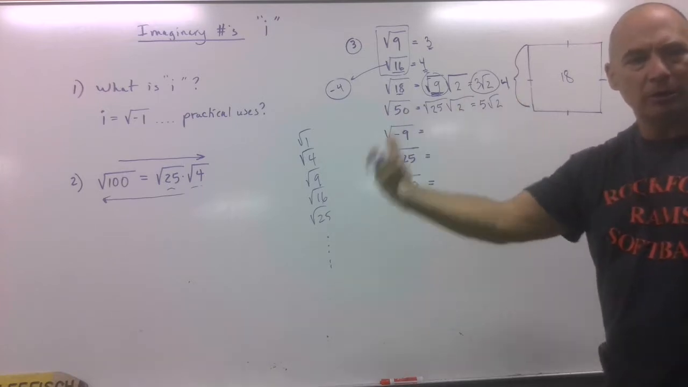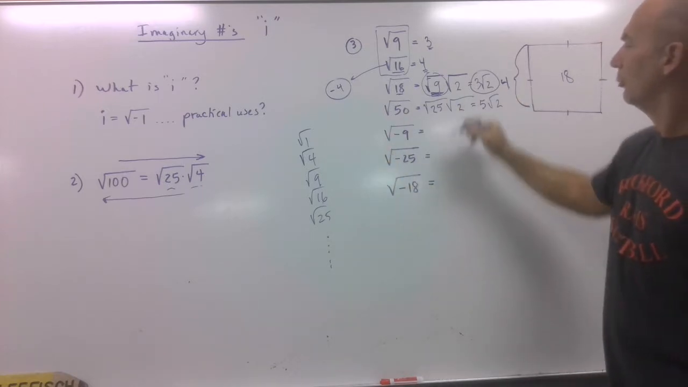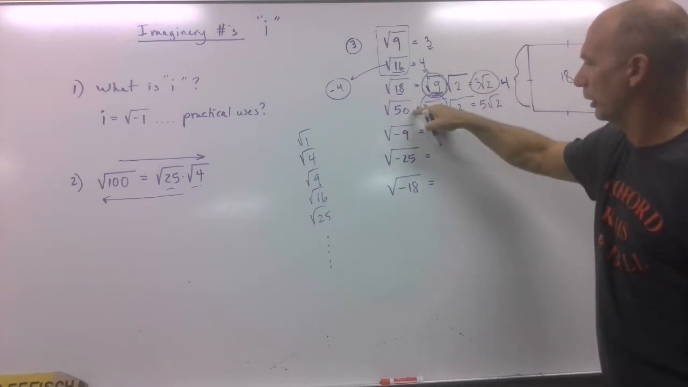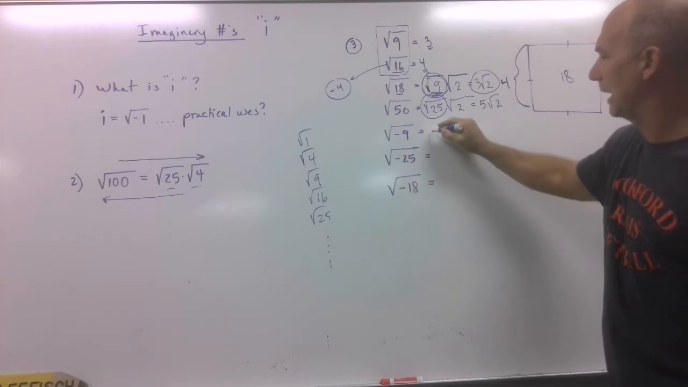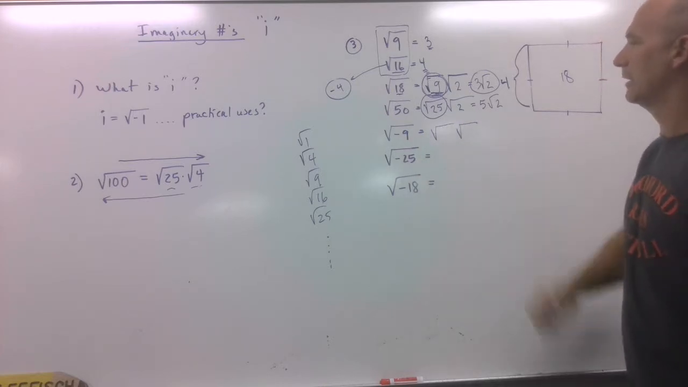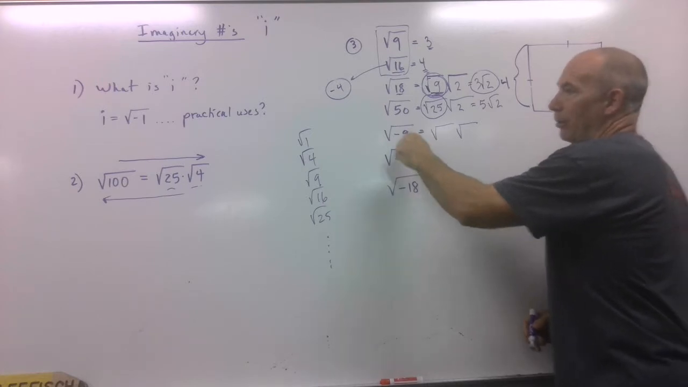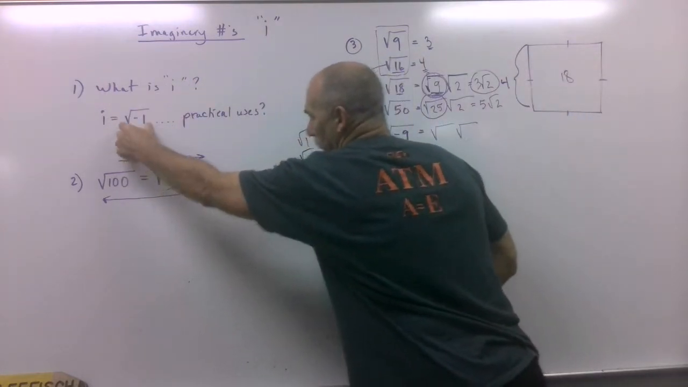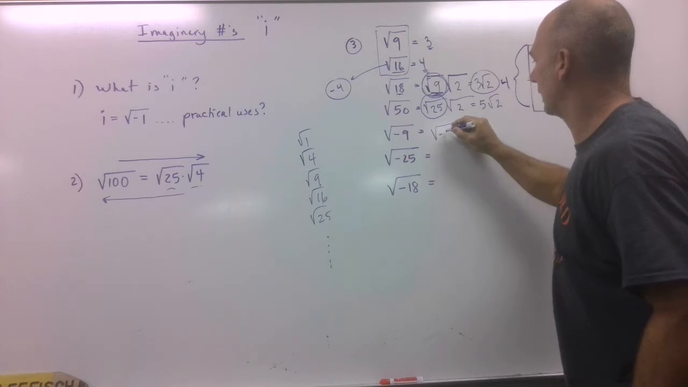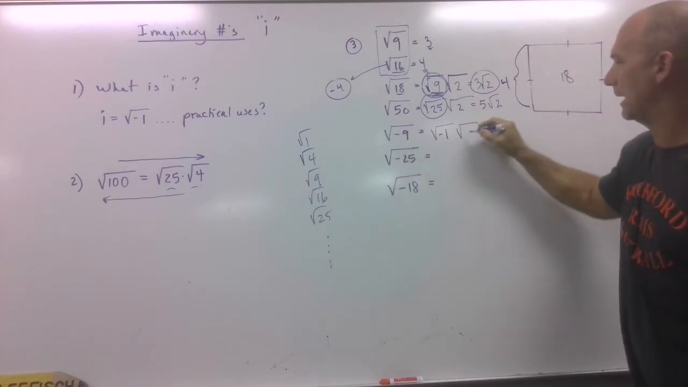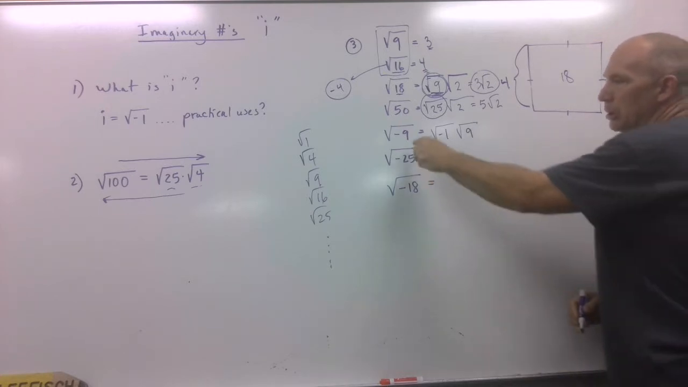But then along comes imaginary numbers. Just like we took out a perfect square root to make these work, we're going to take out something that goes into this, but it's different. We're going to take out the letter i, which is really the square root of negative 1. And then negative 1 times what would give us negative 9? That'd be 9.